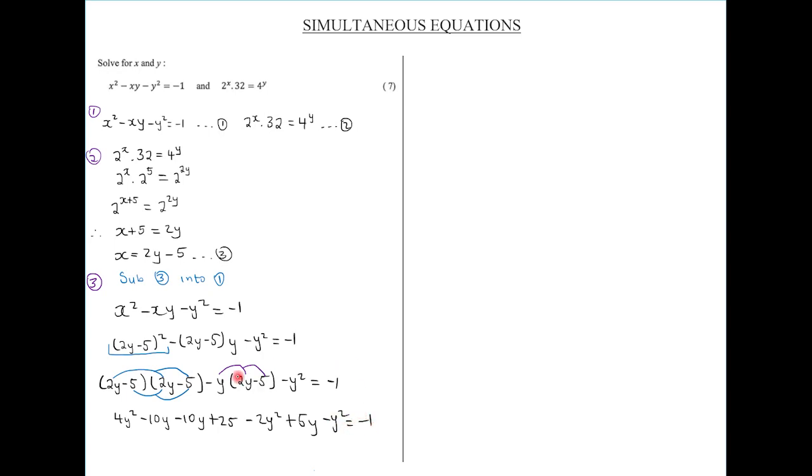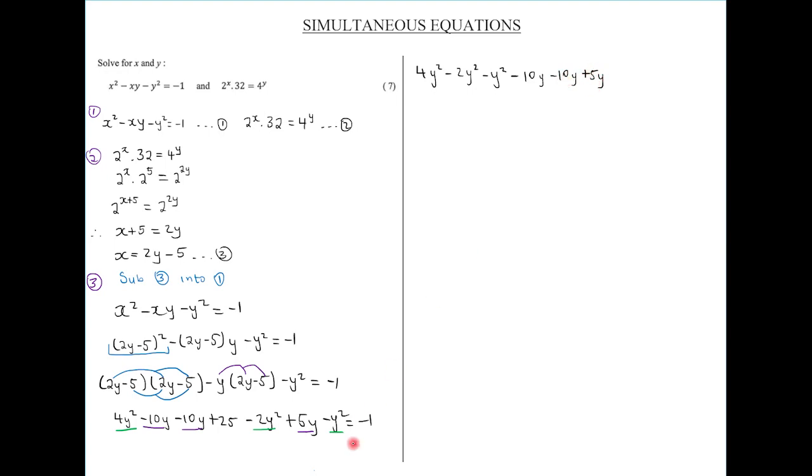So now from here, what do I do? I do standard form. Now in standard form, I need to start off with the ones with what? With y squared. Now I see I have y squared here, and y squared there. So let me go ahead and put them in front first. 4y squared minus 2y squared minus y squared. And then after that, I'm going to look for the ones with y. So I have minus 10y plus 5y. So let me go ahead and write those down. So it is minus 10y plus 5y.